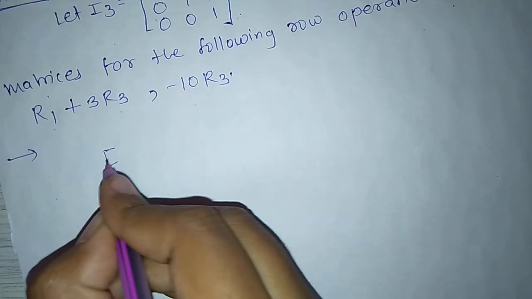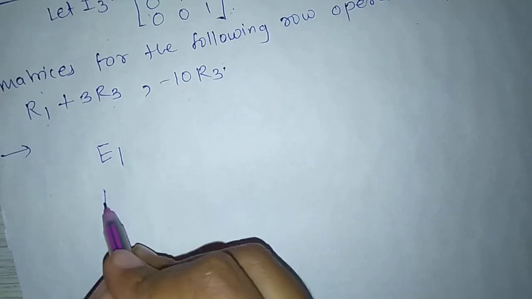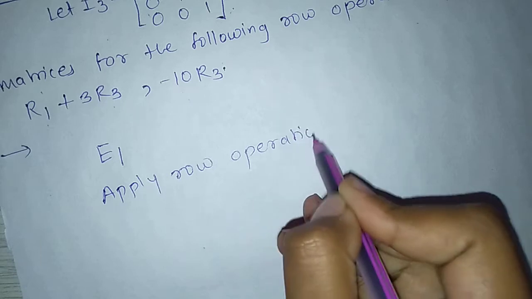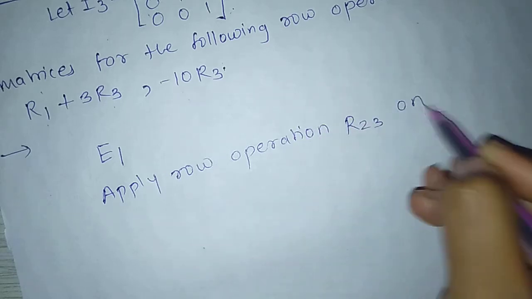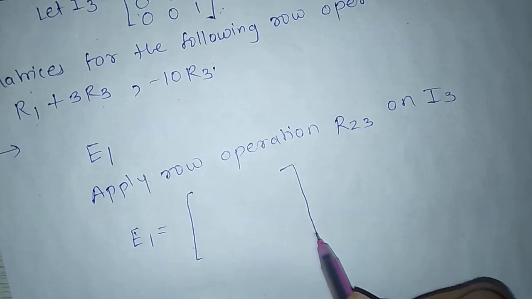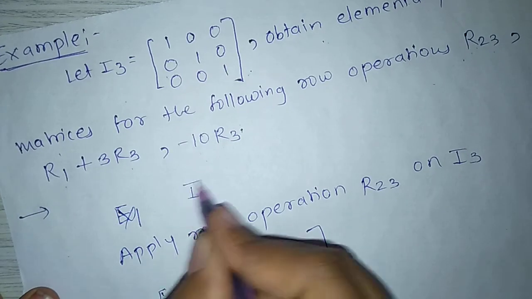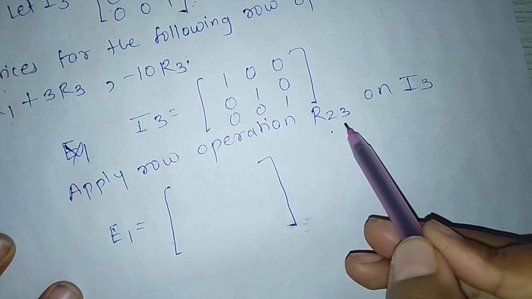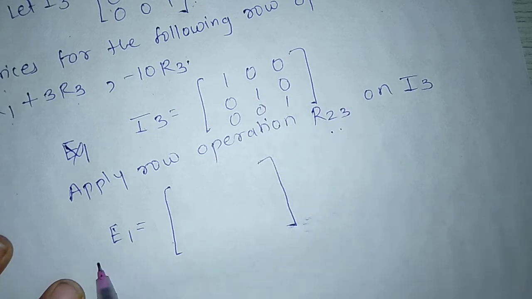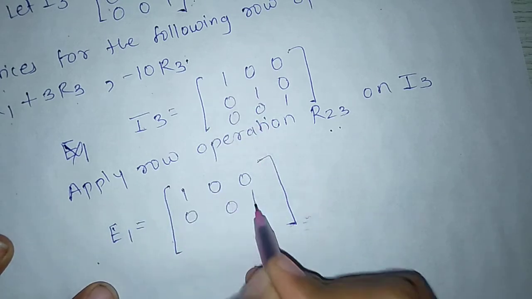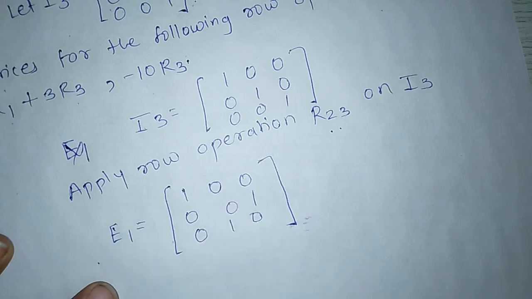First elementary matrix E1, apply row operation R23 on I3, then we get E1, which is equal to, I3 is 1 0 0 0 1 0 0 0 1. Interchange second and third row of I3, we get first elementary matrix. First row as it is, second row replaced by third row, we get 0 0 1 and 0 1 0.